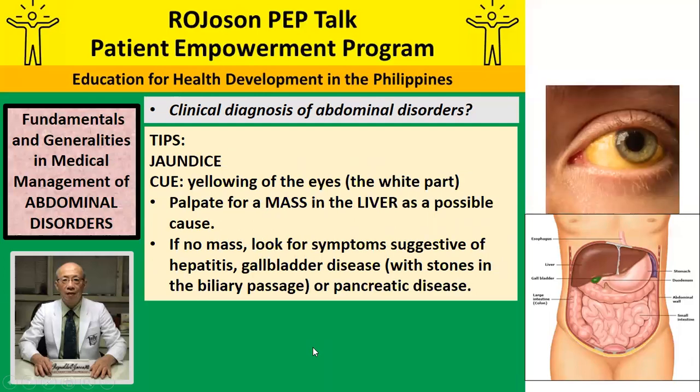As to jaundice, the simple cue will be yellowing of the eyes, the white part of the eye. So palpate for a mass in the liver as a possible cause. If no mass, look for symptoms suggestive of hepatitis, gallbladder disease with stones in the biliary passage, or pancreatic disease. These are common diseases causing jaundice.